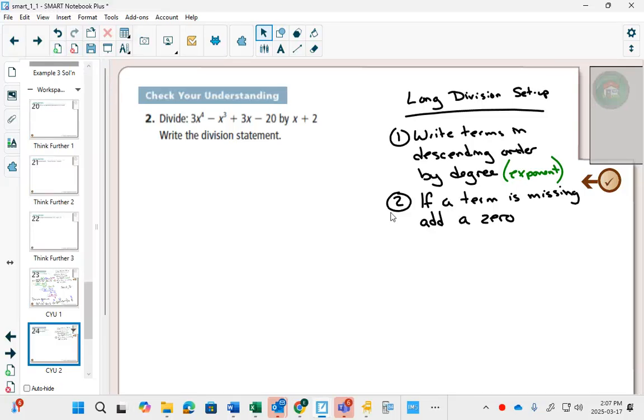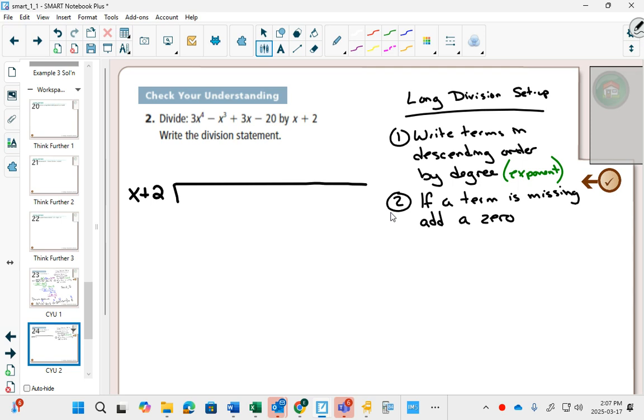Example 2. So when we go to do our setup, we're dividing by x plus 2, so x plus 2 would be out here in front. They need to be in descending order, and they are. The biggest one is at x to the 4. Then I have minus x cubed. But what's new in this one is that there's no x squared. That's number 2 in our setup.